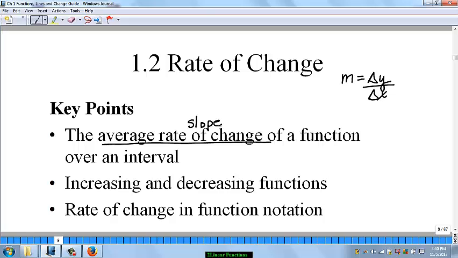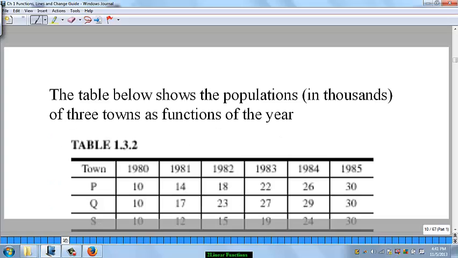You're going to talk about increasing and decreasing functions. Increasing functions usually go up like this. Decreasing functions go down like that. And we're going to talk about the rate of change in function notation.